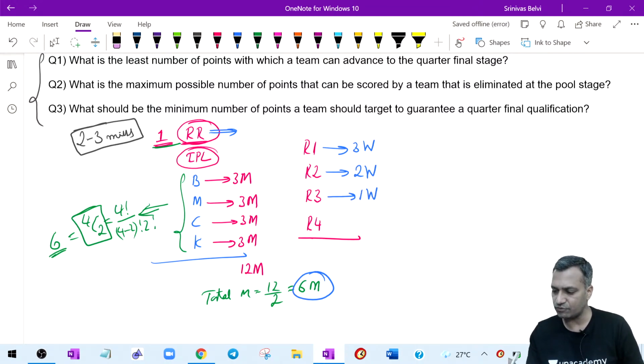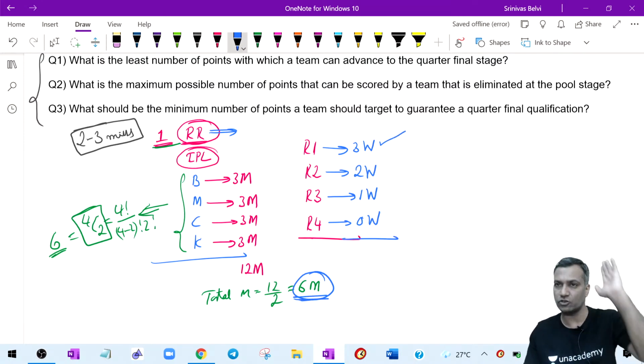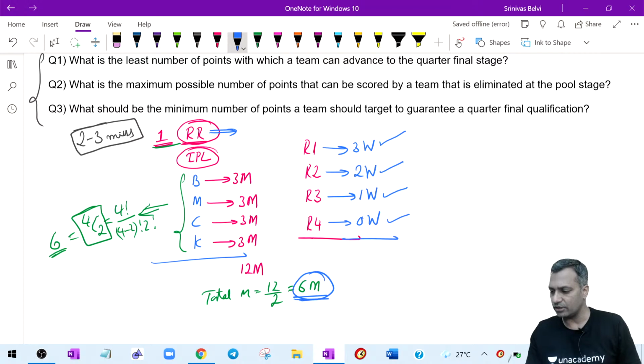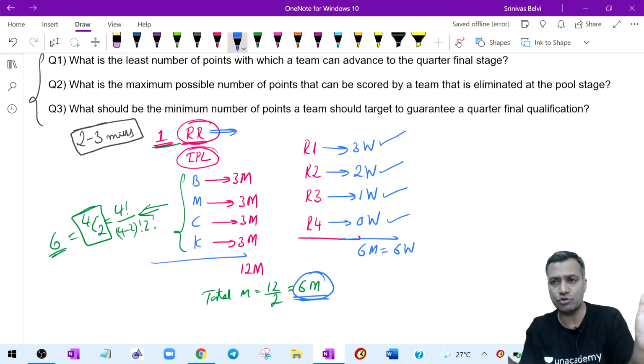Okay, what about rank 4? They lose all the matches. They lose here, they lose here, and they lose here. This is the expectation out of my 6 matches. These are 6 matches. 3 are won by the top team, 2 matches are won by the next rank, 1 match is won by the next one, and 0 by the last. So this is the breakup of my 6 matches, which result in a victory, assuming that there are no draws.